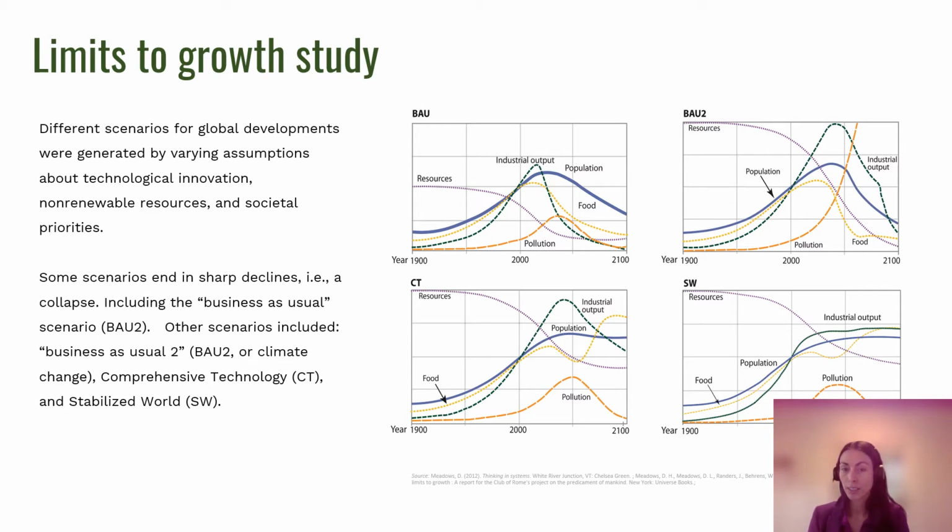The key difference with the other one is that in stabilized world, humanity changes its societal priorities. So instead of pursuing industrial output, which resembles our pursuit for economic growth, in stabilized world, humanity refocuses on meeting human services, so education, healthcare, and all the technological innovation is diverted towards pollution abatement and increased efficiencies.